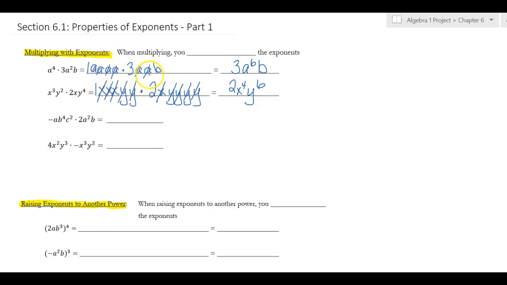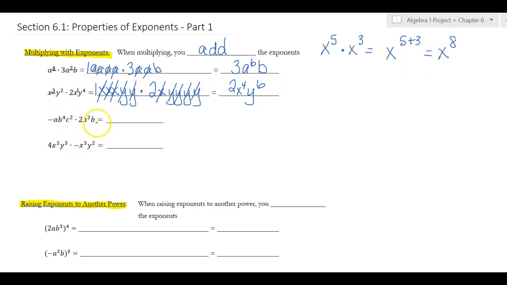Now what you should recognize is that I just kept counting them. Counting the a's is like adding the a's. I have a 4 and a 2. 4 plus 2 gave me 6. Here I had a 3. There's no number by this x, so if you don't see an exponent there, you know it's a 1. So I have 3 plus 1, which gave me 4, and then 2 plus 4 gave me 6. So when multiplying, you're going to add exponents. An example would be x to the 5th times x to the 3rd. That's going to give you x to the 5 plus 3, which is x to the 8th.